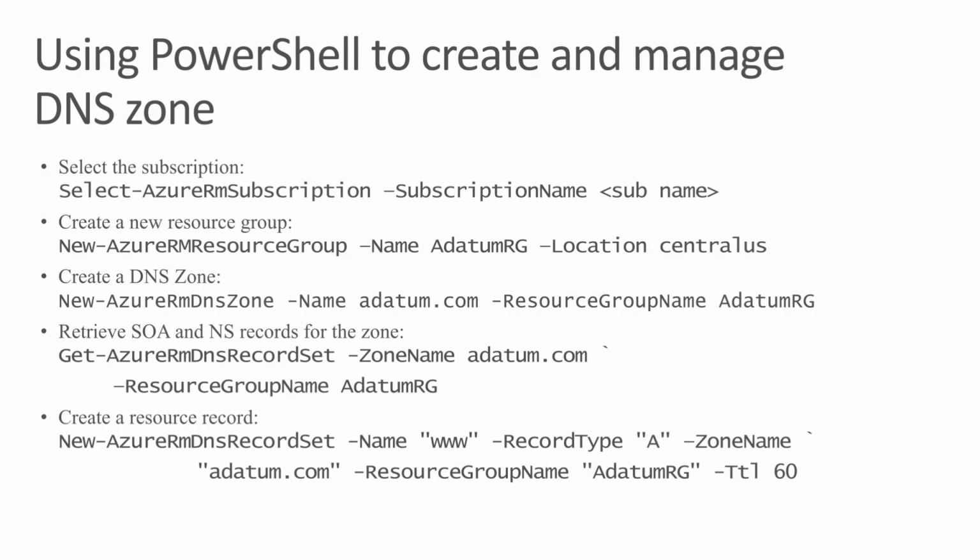Speaking of PowerShell, you can manage Azure DNS with PowerShell. So here's some simple examples. Select the subscription, create a resource group, create a new DNS zone, which is adatum.com, and then retrieve the start of authority and name server records for that zone, and then create a new www resource record with a particular IP address on it.